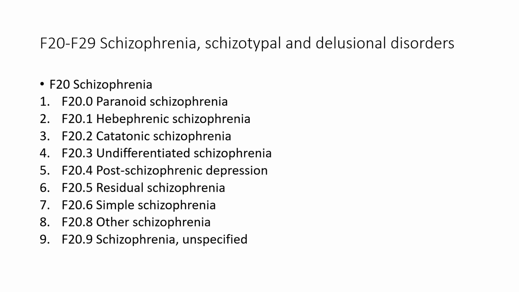So in schizophrenia, further we have subcategories, like these are the types of schizophrenia. So paranoid schizophrenia, hebephrenic schizophrenia, catatonic schizophrenia, undifferentiated, post-schizophrenic depression, residual, simple and other, and then finally schizophrenia unspecified. If it doesn't fit anywhere, then it goes there.